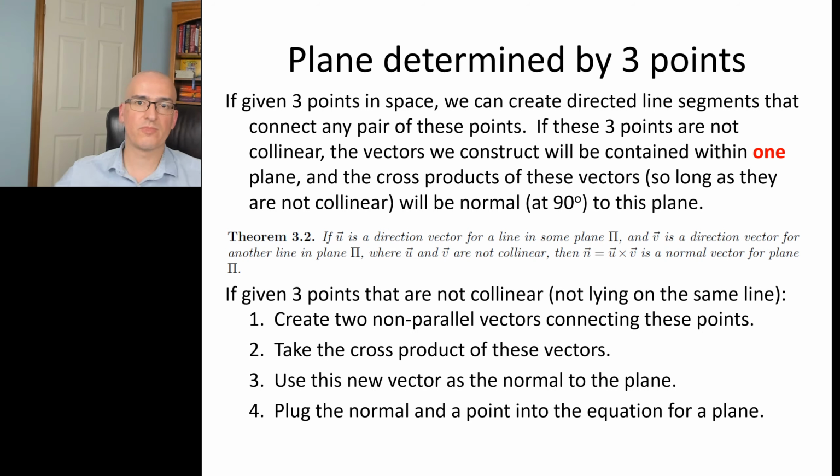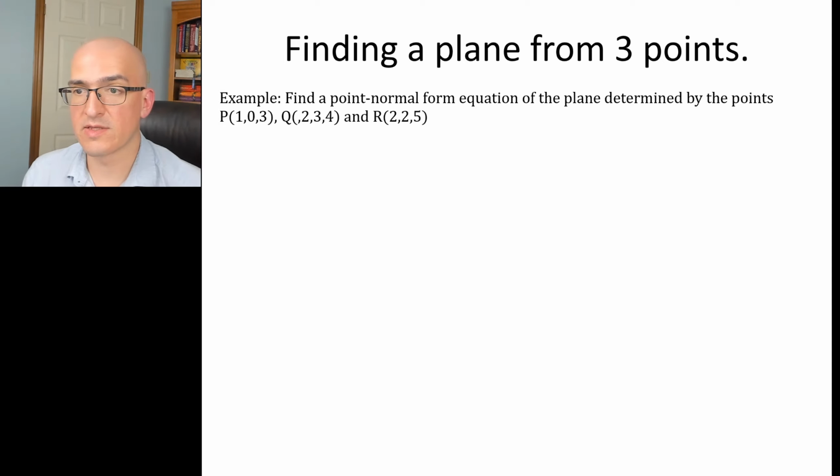True, but useless. So in order to actually define a plane, these 3 points cannot be in a straight line with each other. That's it. Other than that, they'll define a plane. Guaranteed. So the recipe down below creates direction vectors that connect pairs of the points, cross products those direction vectors, creates a normal vector, then you have everything you need to define the plane. So we'll do that in this problem here.